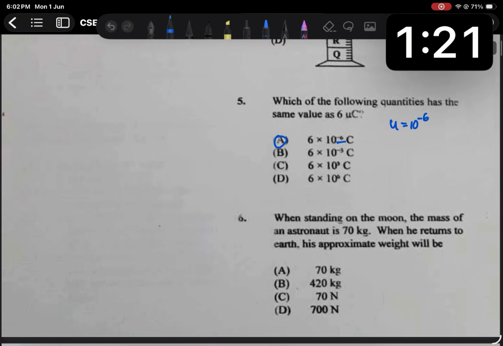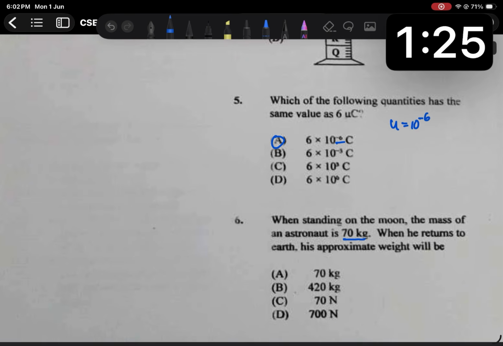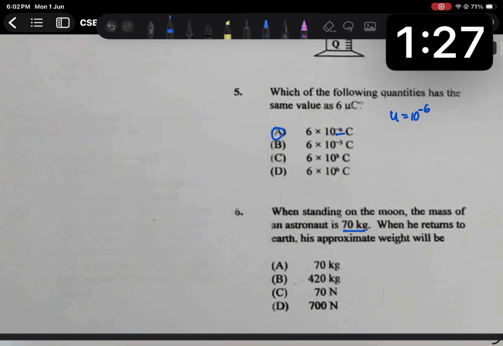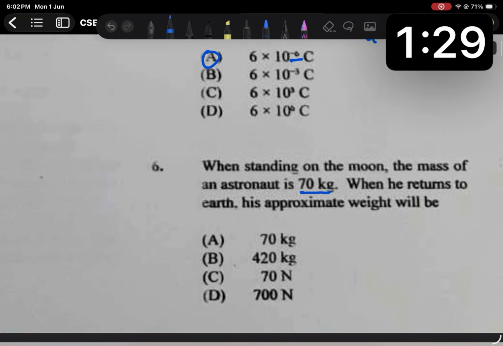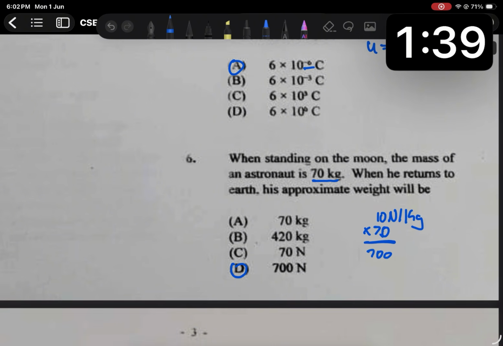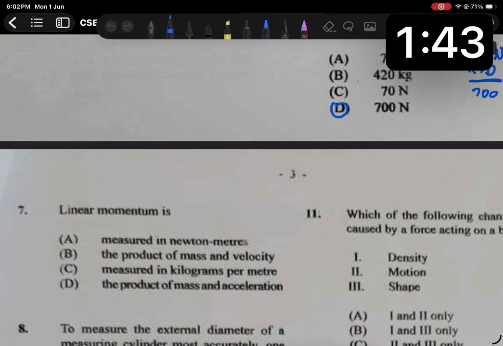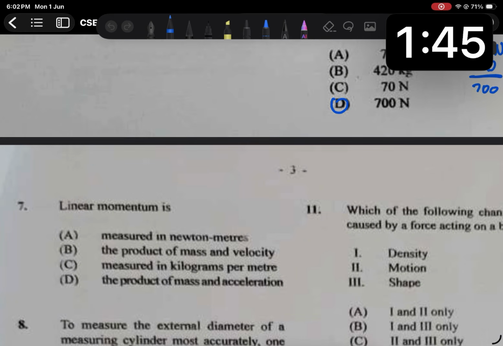When standing on the moon, the mass of an astronaut is 70 kilograms, so the mass never changed. When he returns to Earth, his approximate weight will be, the gravity on Earth is 10 newtons per kilogram. So if we multiply this by the 70, we get 700 newtons. Linear momentum is the product of mass and velocity.